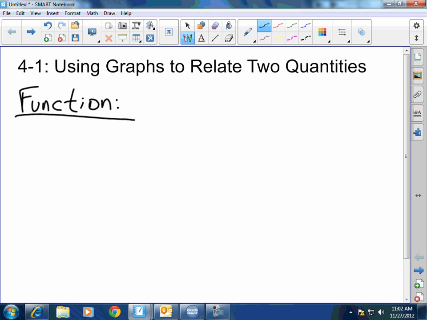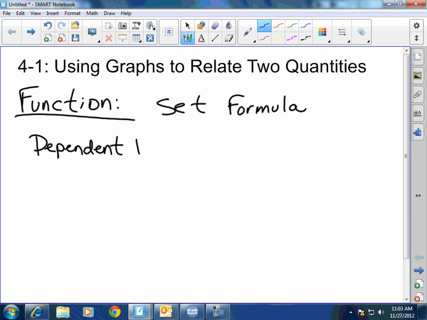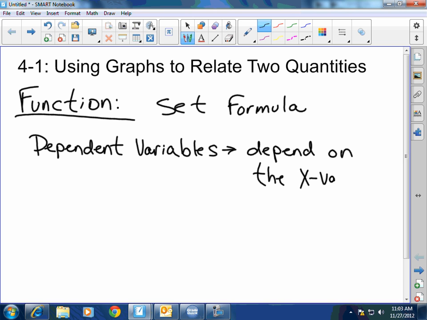okay, a function is kind of like a set formula. Kind of like a set formula. Okay? And in a formula, you have what's called dependent variables and independent variables. All right? You have what's called dependent variables, and dependent variables depend on the x value. Okay? Dependent variables are always going to be the y value.